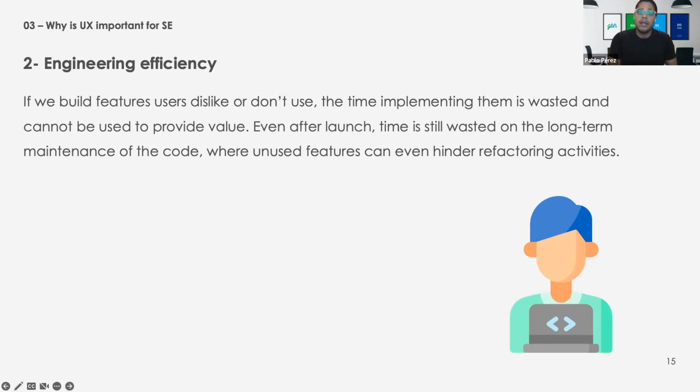We're going to lose that market share. Even after launch, it's not just in development, even after launch, the time wasted in the maintenance of those useless features, or things that people do not find value in, takes resources and actually can hinder even refactoring activities, or thinking about legacy support, and providing bug fixes to features that nobody uses because they don't fulfill any real user problem.